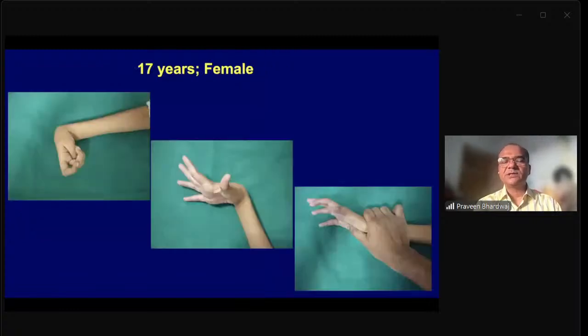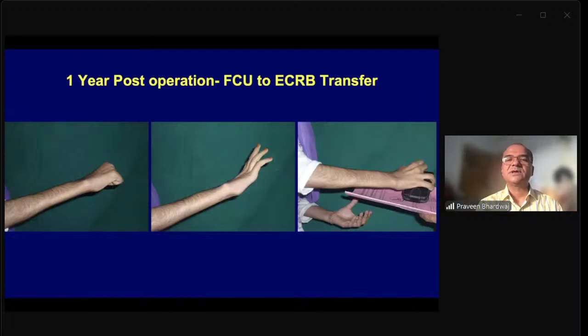Now putting the same 5 steps to this clinical case. Here, wrist extension is not possible, even with fingers flexed. So you need an augmentation of wrist extension, but good finger extension is possible, and it is possible also with a stabilized wrist. So that indicates that this patient only requires augmentation of the wrist extension and nothing required for the fingers. She undergoes an FCU to ECRB transfer without any fractional lengthening to get a good result.